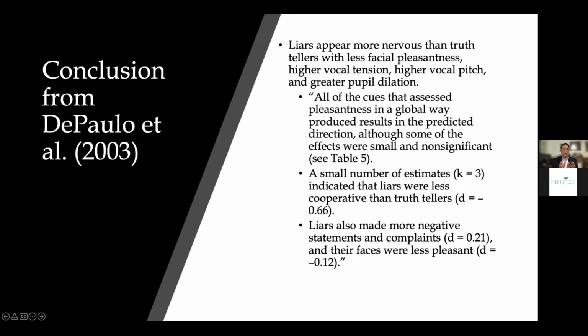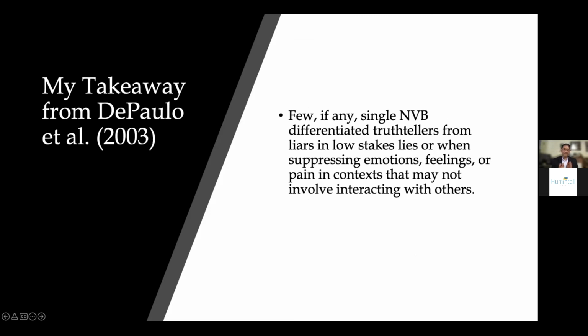However, what we want to do is a deep dive into exactly the details of what's going on in the meta-analysis and every single study. And my takeaway from that meta-analysis, again, sticking to the exact quality of the characteristics of the studies that were conducted, is that few, if any, single indicators differentiated truth tellers from liars in low stakes lies, or when suppressing emotions, feelings, or pain in contexts that may not involve interacting with others.